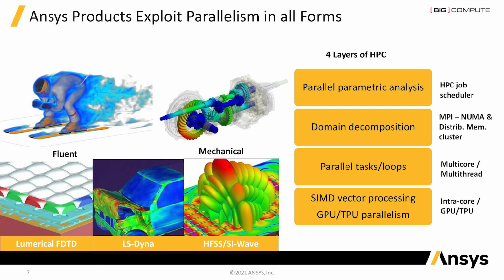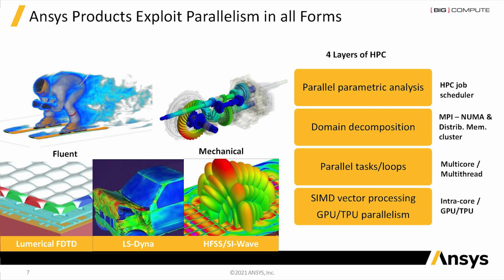Our core solvers, such as Fluent, Mechanical, Numerical, LS-DYNA, we are exploiting parallelism at different levels. At the highest level, we do parallel parametric analysis. Suppose you want to use design of experiments using our OptiSlang platform, and you are running maybe 1,000 different variants. Those are independent parallelism where we use an HPC job scheduler to exploit the parallelism.